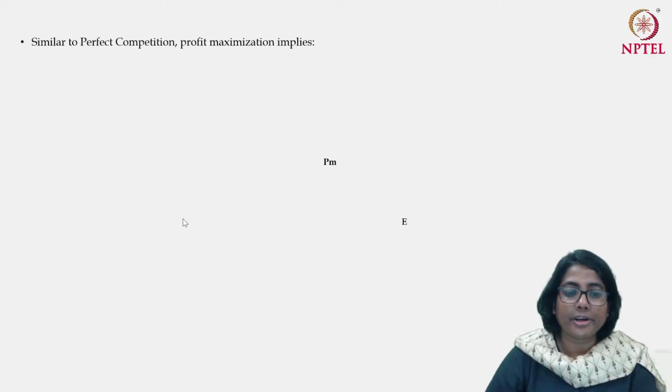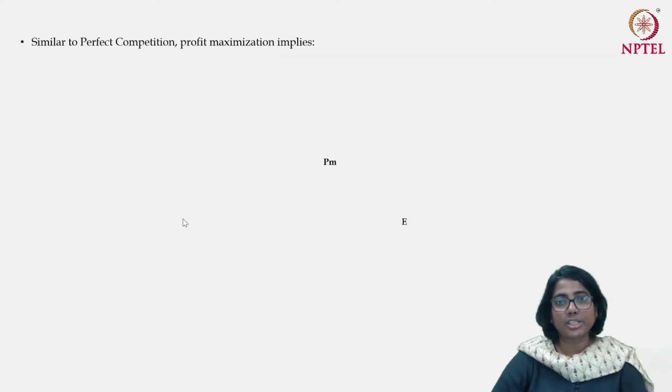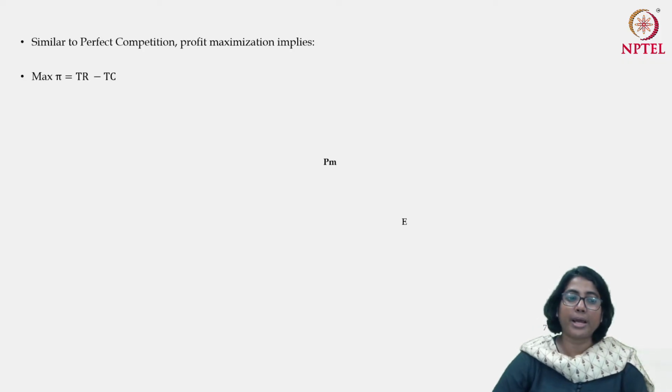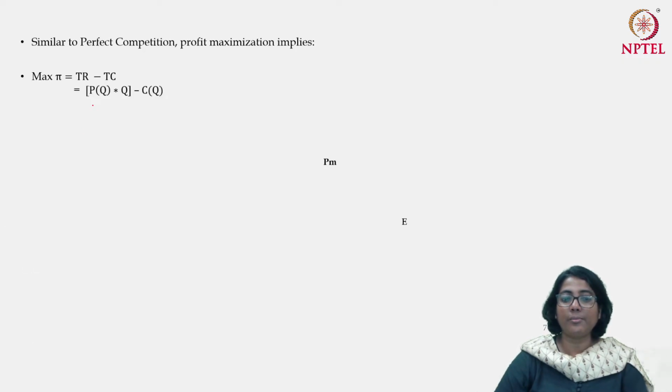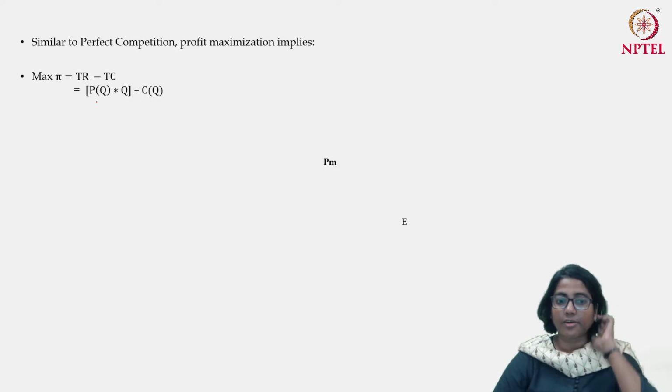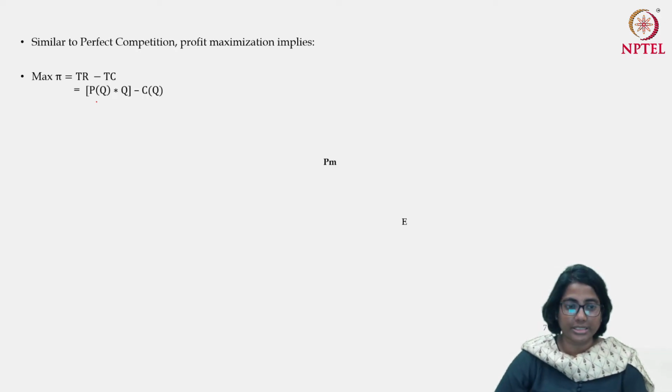Okay, so similar to perfect competition, the profit maximization for a monopolist also would imply maximization of profit, which is total revenue minus total cost. See, the only difference is that the price is defined in a different way. Instead of writing P multiplied by Q for total revenue, what I am writing here is P(Q) multiplied by Q, because the monopolist has the power to change the price. So that is why P is a function of Q. Rest of the things are pretty similar.